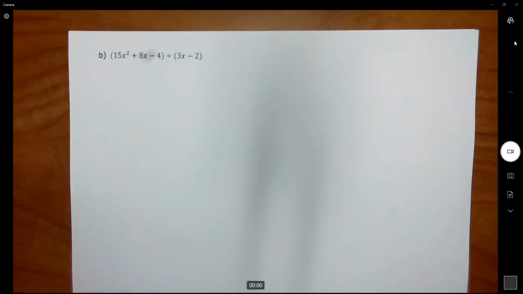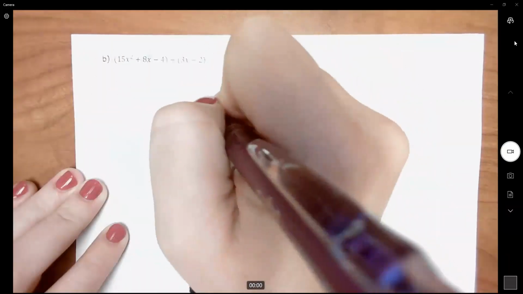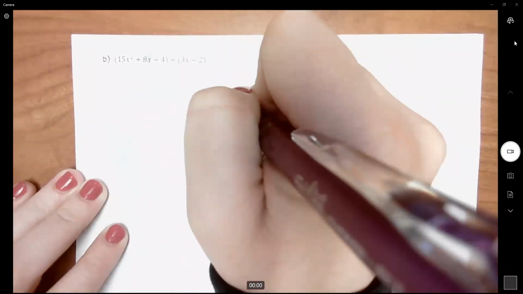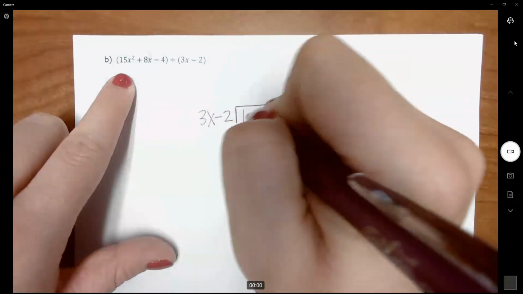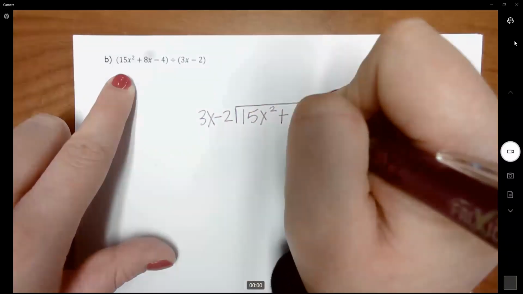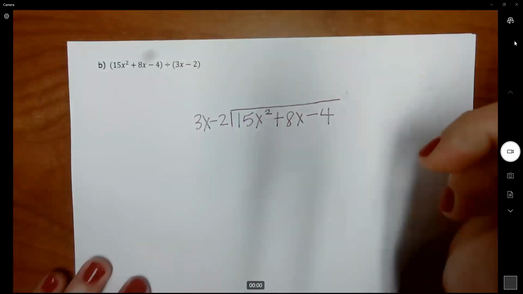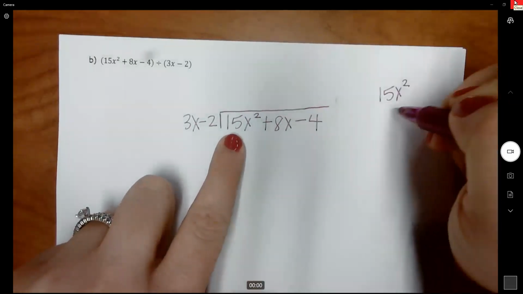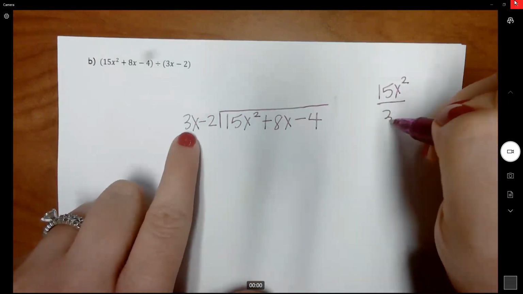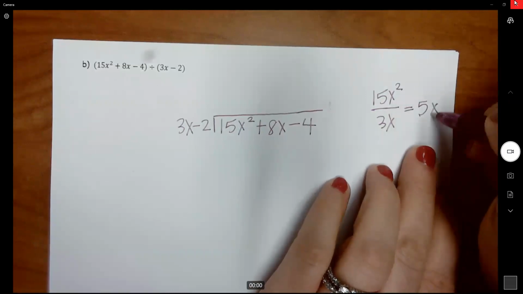Okay, this is written in a different way, but it's the exact same thing. What I'm dividing in goes on the outside, and then what you're dividing it into goes on the inside. Okay, so take the first term, 15x squared, and divide it by your first term here. 15 divided by 3 is 5, and x squared divided by x is x.